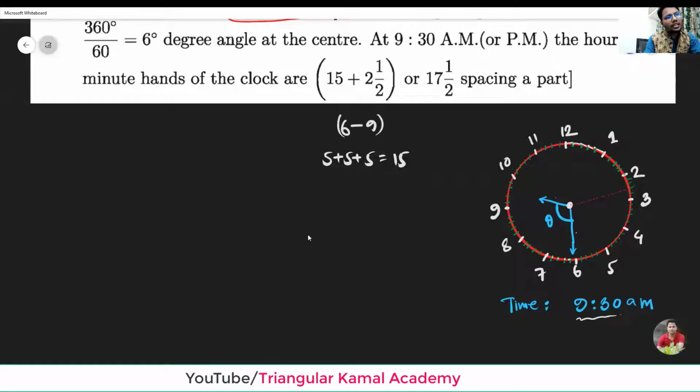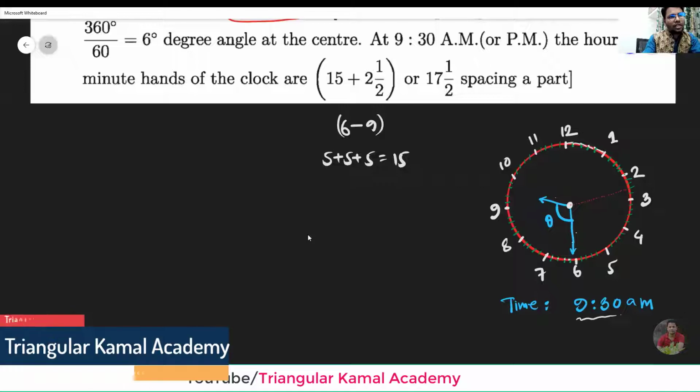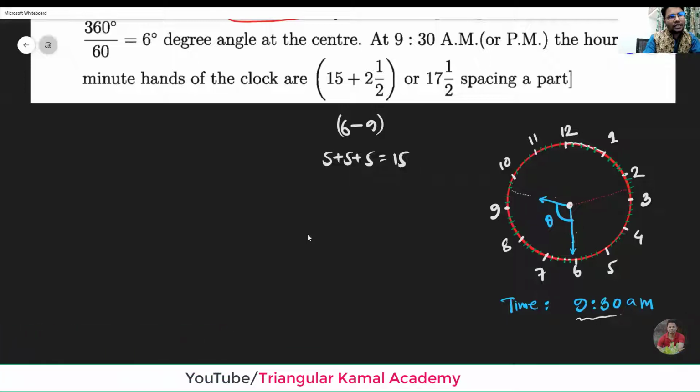But at 9:30 a.m., the minute hand will stay at the 6 and the hour hand will stay between 9 and 10. That means in the middle position of 9 and 10. Here, the middle position means there are 2.5 more steps. So our hand is placed exactly in the middle position of 9 and 10. That means from 9 to this middle position, there are again 2.5 spacing parts. So now between the minute hand and hour hand, there are a total of 17.5 spacing parts.